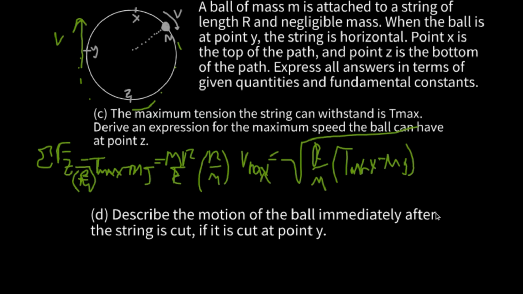So at point Y, the tangential velocity of the ball is directly upwards. Therefore, after the string is cut, the ball will continue to move directly upwards until, due to kinematics, it will reach a maximum height and fall back to Earth. At that maximum height, its velocity will be 0. And that concludes this question.